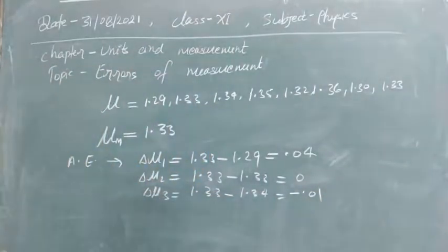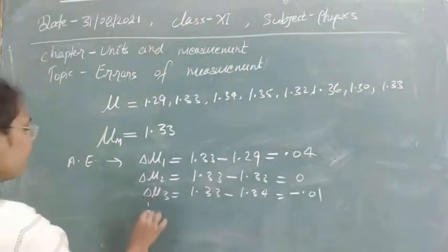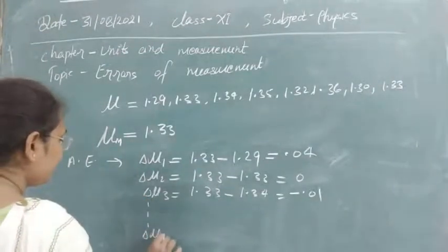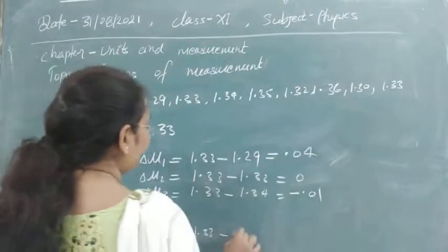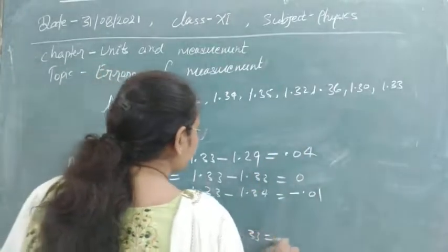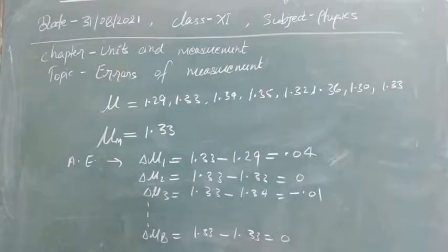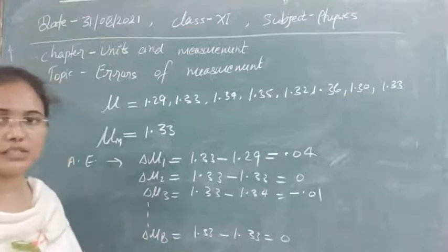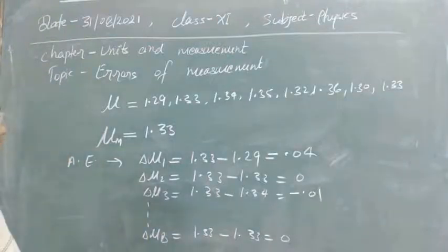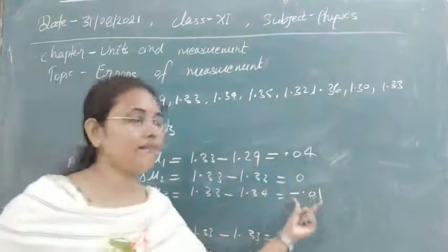In the same way you can calculate the errors, and I am just taking the last one. These are all the errors that we have obtained. In between, you can calculate mu4, mu5, mu6 and mu7 by yourself. These are the absolute errors that we have found.